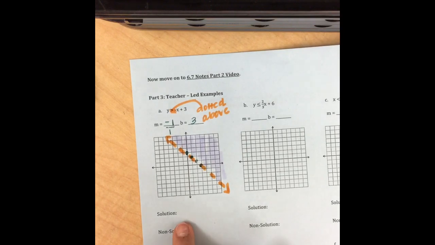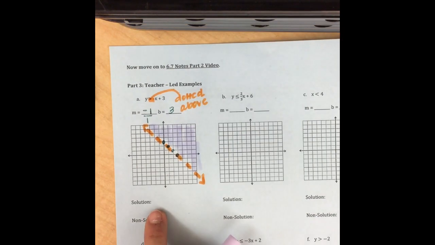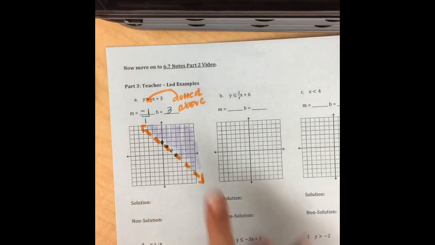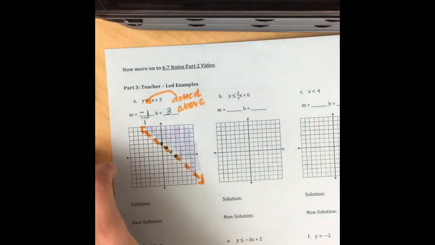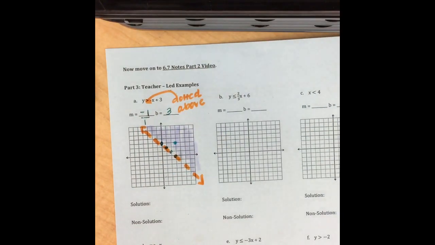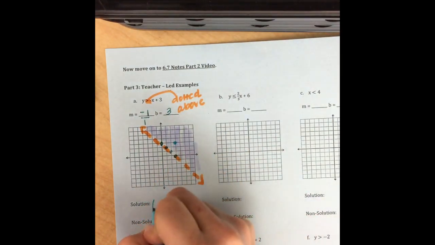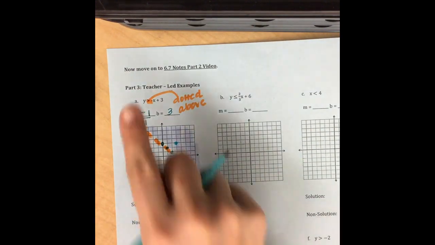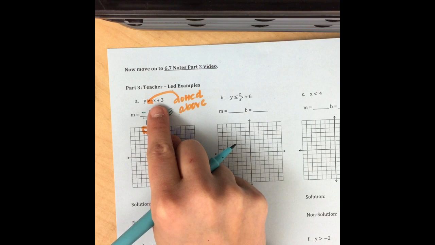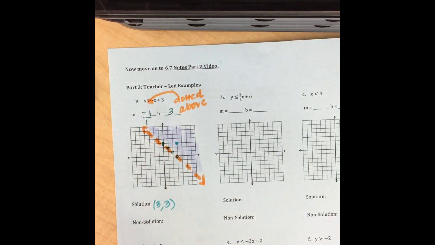So then I added 2 questions down here. I want you to list a solution and a non-solution. So if I look at this, a solution is any point that's in this purple shading. So what I can go through and do is maybe just draw a point right here. That would be a solution. That point is 3, 3. That means if I would sub in x and y, this would be a true statement, like 5 is greater than 3, or 10 is greater than 7, something that is true.